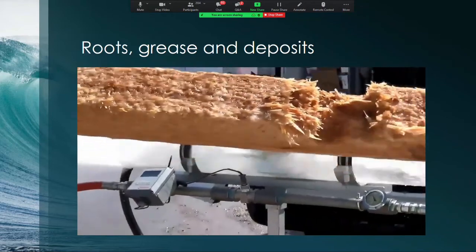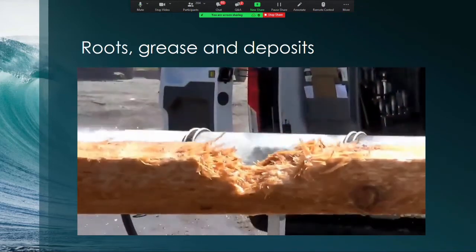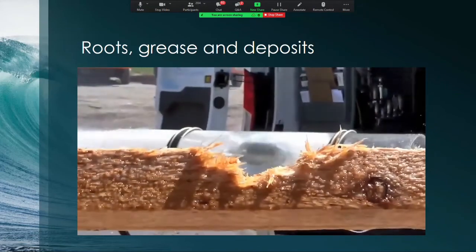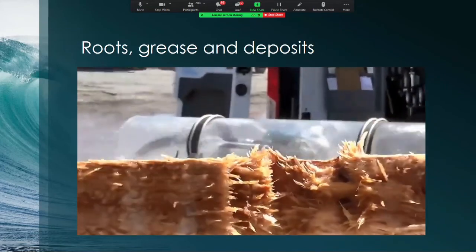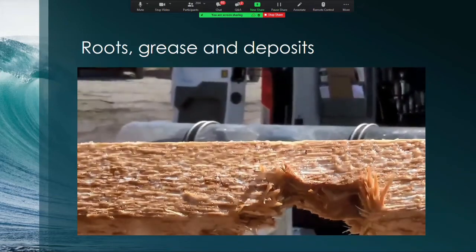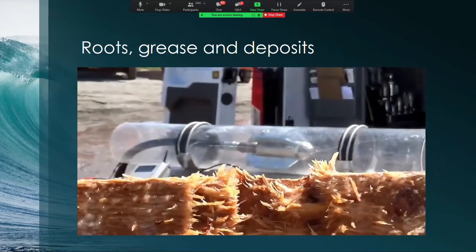And that's what that nozzle does in 60 seconds. Okay, this is how much it cut in exactly 1 minute. As you can tell, it's going to handle roots, grease, probably mineral deposits pretty good.